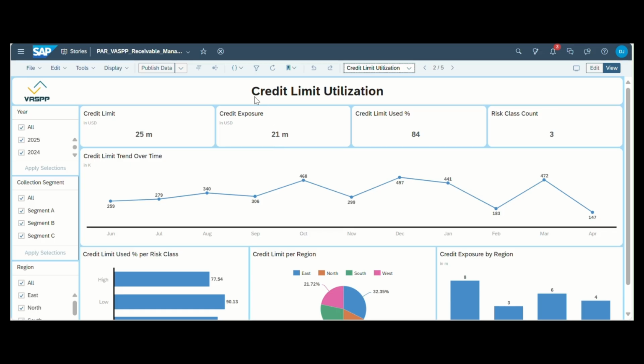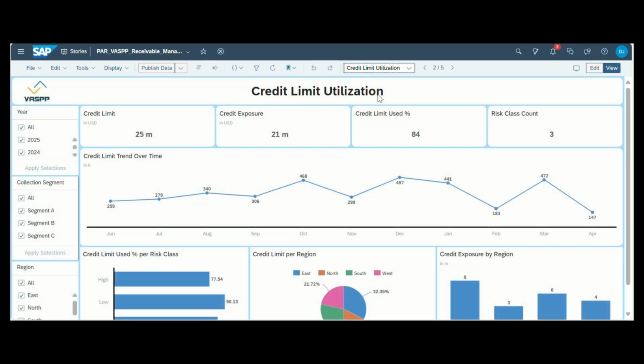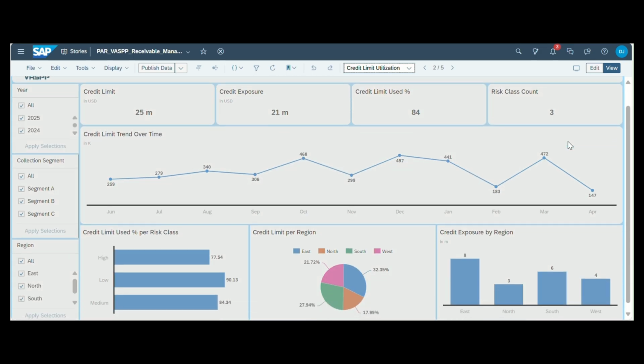Moving on to page 2, we have credit limit utilization. This section is all about credit exposure and utilization, your risk radar. We start with the credit limit, $25 million, the total sanctioned across customers. Against this, we see credit exposure, $21 million, which is the actual value at risk. At 84% credit limit used, you're nearing saturation, a clear warning signal for finance teams. Risk class count, 3 tells us how exposure is distributed across risk tiers, shaping credit strategies.